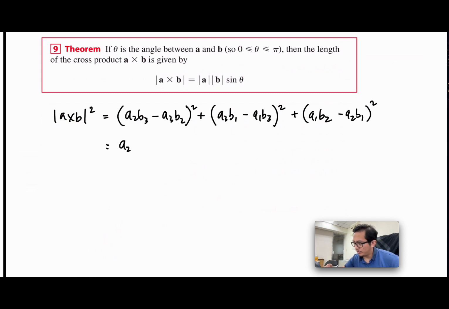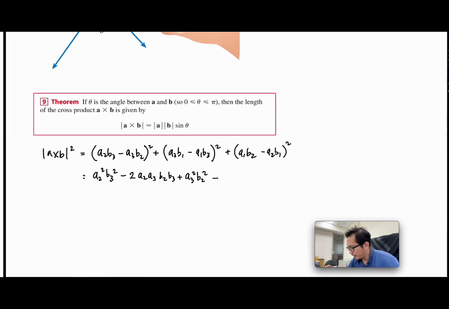Now this will be A2 squared, B3 squared, and then minus, we have 2 A2 A3 B2 B3 plus A3 squared B2 squared, and we have quite long, so bear with me. Let's start this.